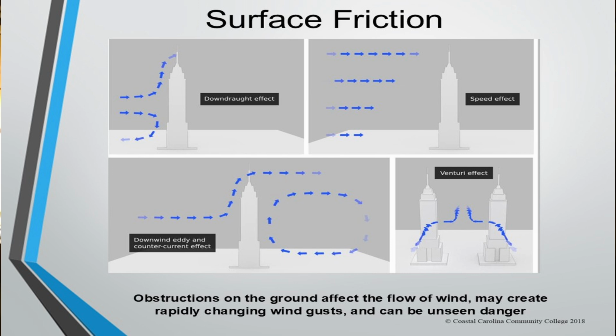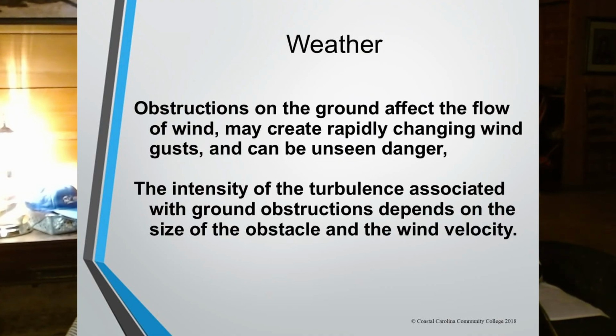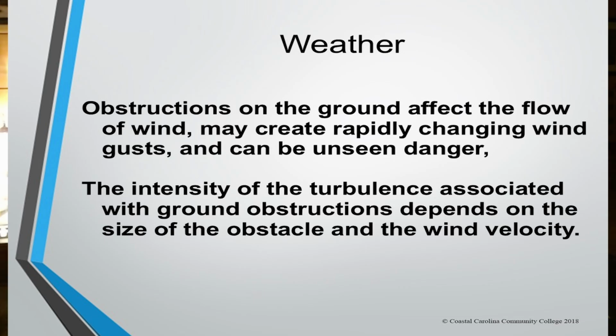Now, there's something called the Venturi effect, which is if you have two buildings not far apart, then the wind speed in between those buildings is accelerated. This also happens on thin upslopes that can compress the wind speed and make faster wind gusts. So obstructions on the ground affect the flow of wind and may create rapidly changing wind gusts. The intensity of the turbulence associated with ground depends on the size of the obstacle and the wind.